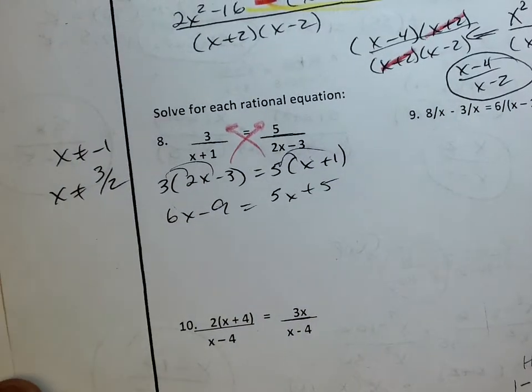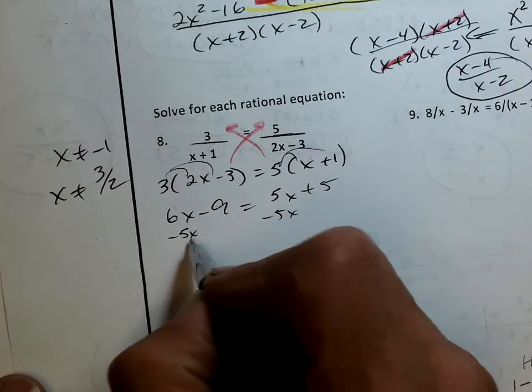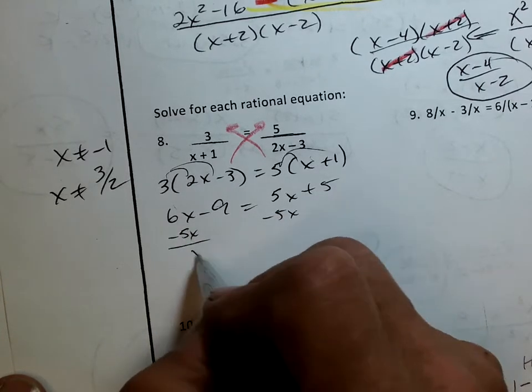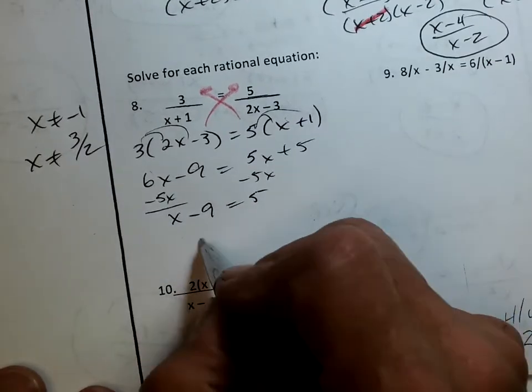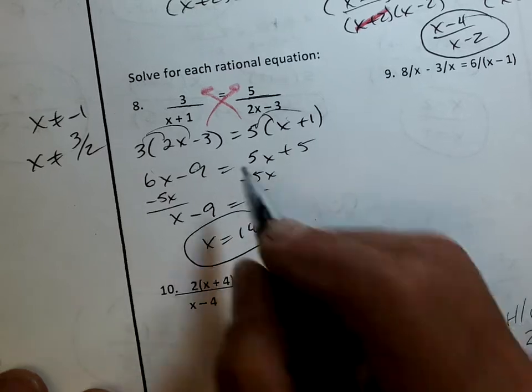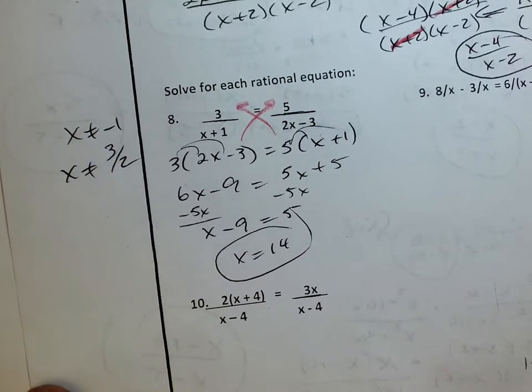Okay, back to solving. Now it's easy. Minus 5x minus 5x. I have x minus 9 equals 5. Plus 9 plus 9, x is 14. That answer is okay because it's neither negative 1 nor 3 halves.